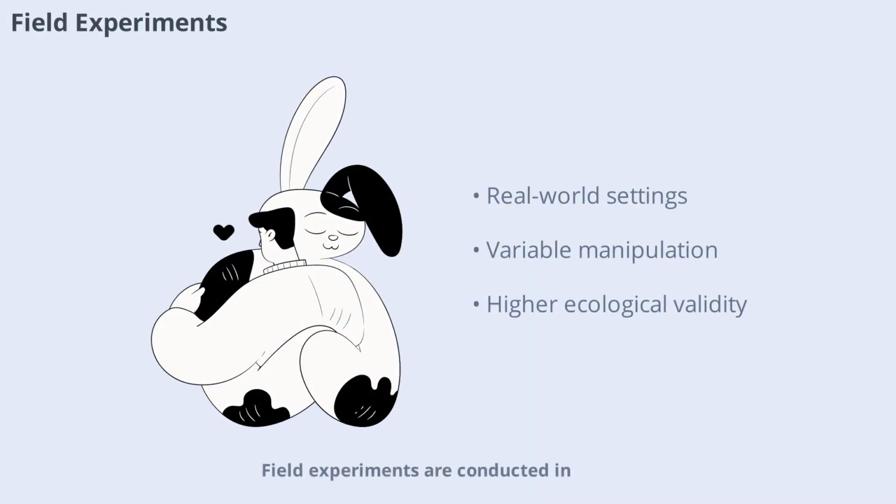Field experiments are conducted in real-world settings rather than in laboratories. This approach allows researchers to study behavior in natural environments while still manipulating variables. Field experiments offer higher ecological validity but can be harder to control. For example, a psychologist might test the effects of a new teaching method in actual classrooms. While field experiments provide valuable insights, researchers must be prepared for unexpected challenges.